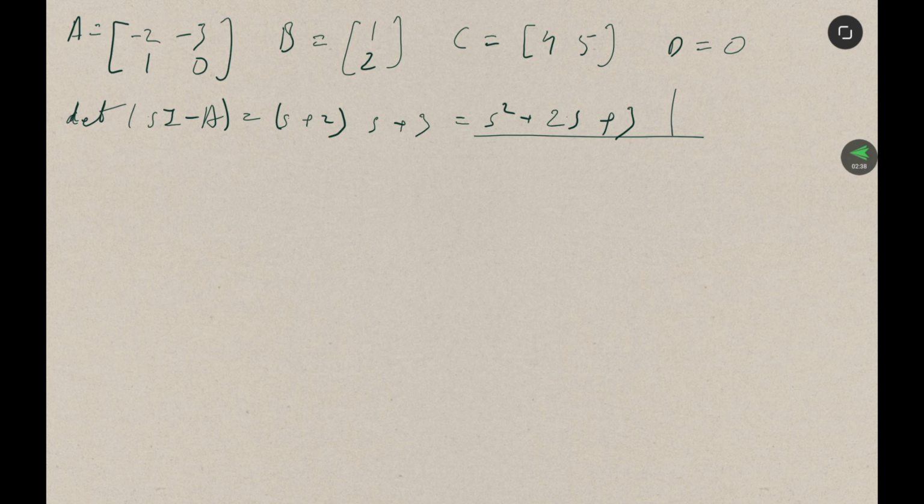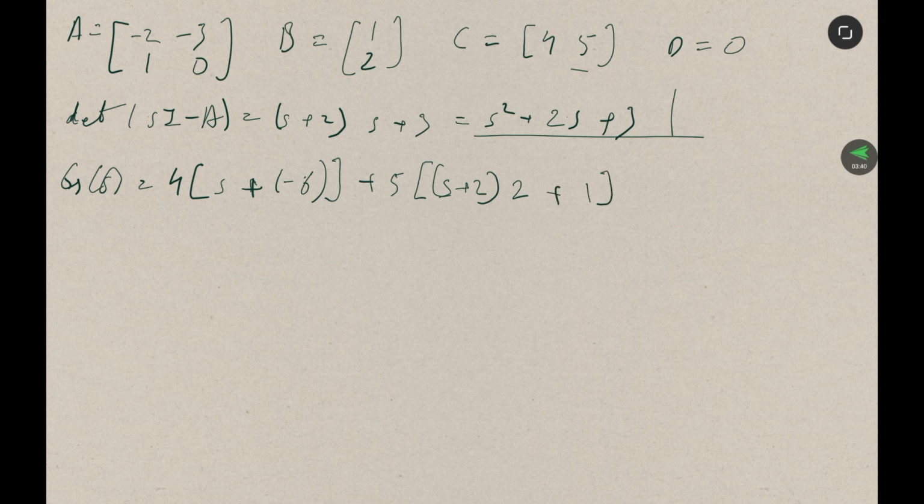So next we should find the G(s), that's the transfer function, that is equal to C1 times, C1 is 4, times (s minus A22), that is 0, so that's just s, times B1, that is just 1, plus this A12 times this B2, that is negative 3 times 2 is 6, that is negative 6, and C2, this C2 is 5, times (s minus A11), that is s plus 2, times B2, I think, yeah, B2 is 2, times B1 and A21, that is just 1. So I think it's correct.